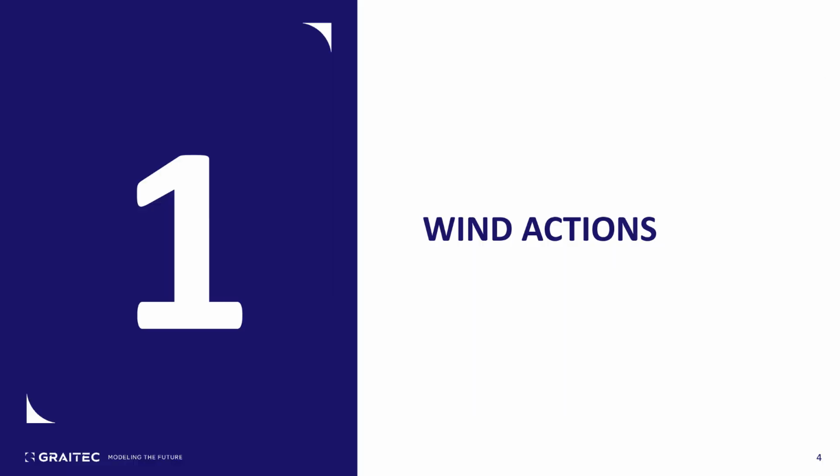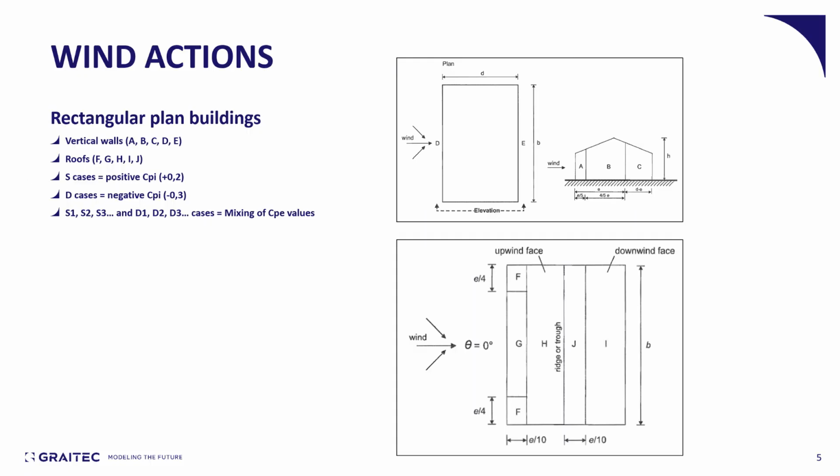So let's begin with wind actions, and let's start with rectangular plan buildings, which are basically the simplest shapes that you may face. You see, for these buildings, here we have a top view, and the vertical walls can be either D and E when they are perpendicular to the wind, or A, B, and C when they are parallel to the wind. And then for the roof, you will find some peak forces in the F and G zones, and then you will have some H, J, and I zones.